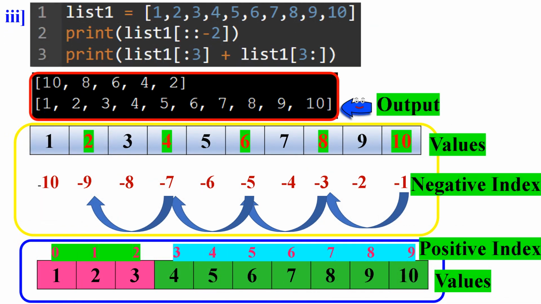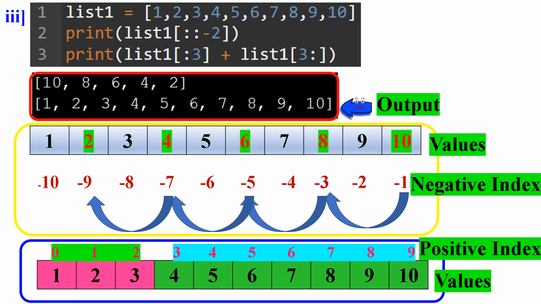Question 1 Subdivision 3. In line 1, list1 equals list containing values 1, 2, 3, 4, 5, 6, 7, 8, 9, 10. This line initializes a list called list1 with the values 1 through 10. In line 2. print(list1[::-2]). This line prints a new list that is a reversed copy of list1 with a step of -2.